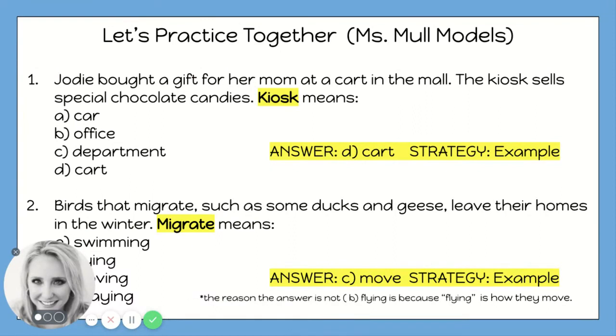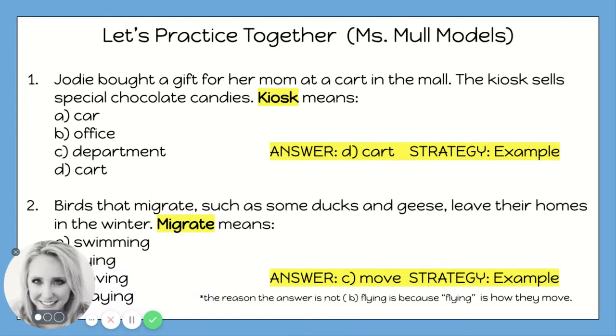Jody bought a gift for her mom at a cart in the mall. The kiosk sells special chocolate candies. Kiosk means I have 4 choices. I have car, office, department, and cart. One of these words is actually in the sentence. I know you have seen it. I don't care about the answer. I care about right now how I get to the answer.